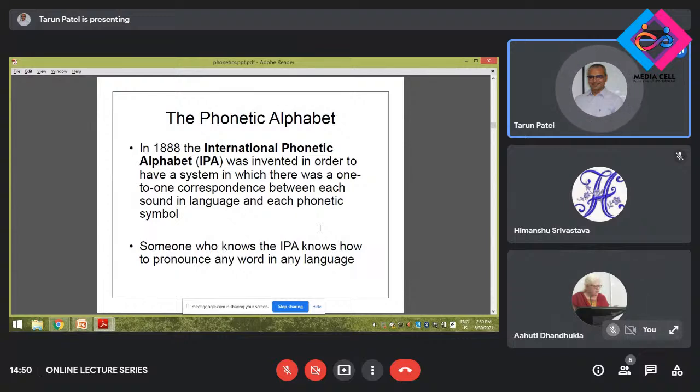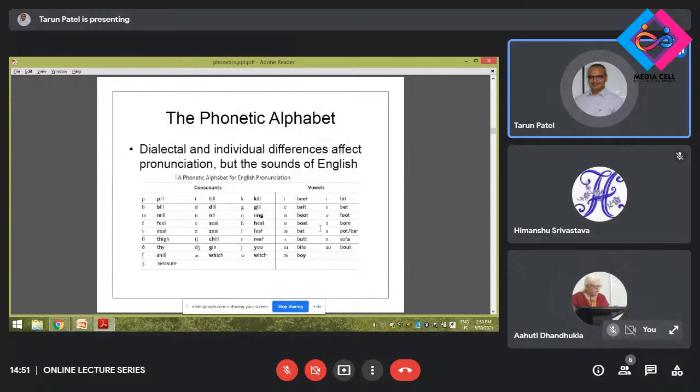And though it does look scary when you encounter it for the first time, you start enjoying it when you use it, right? So dialectal and individual differences affect pronunciation, but the sounds of English, right here, we have consonants and vowels. We are also going to get deeper into them, right?